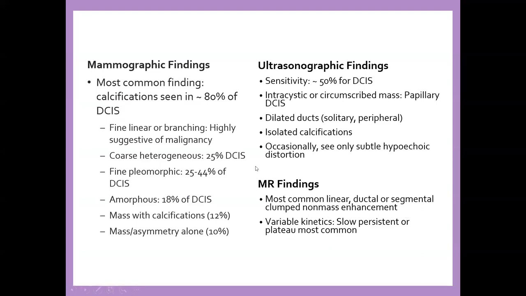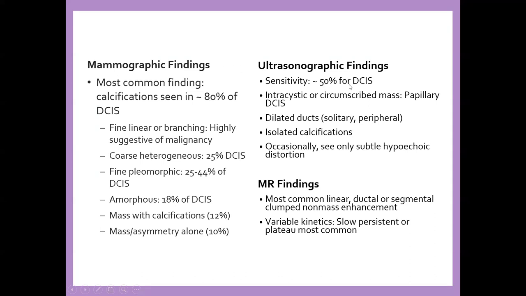Mammographic findings: calcification is really one of the most important features seen in a screening mammography. That's the reason that the number of diagnoses of DCIS has increased significantly. They're fine linear or branching, which are highly suspicious of malignancy. Coarse heterogeneous are less than 25% of these DCIS, fine pleomorphic are the majority of the cases, and these are the rest of the features: mass with calcification and asymmetry alone.